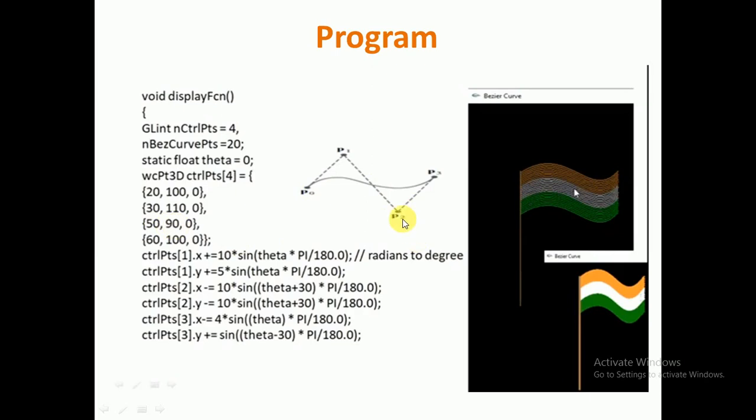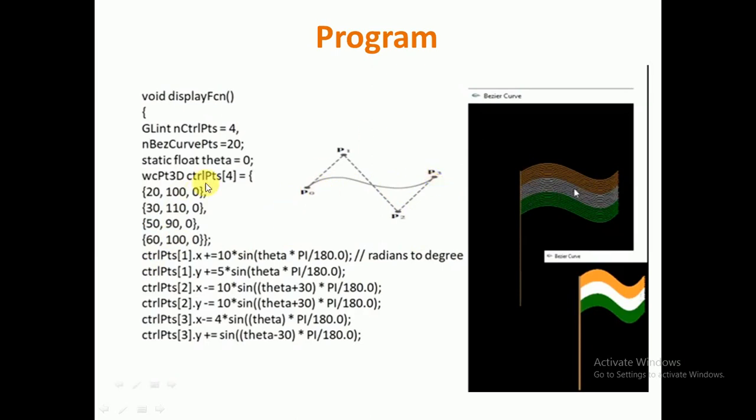Then the last point, that is 60 in the x direction, then 100. This means in the y direction both are at the same level. This is also 100, this is also 100. Only in x, the first and last positions are changing. Y remains the same, right? It means the end points of the Bezier curve are on the same line in the y direction. This is the control point we have declared here, right?